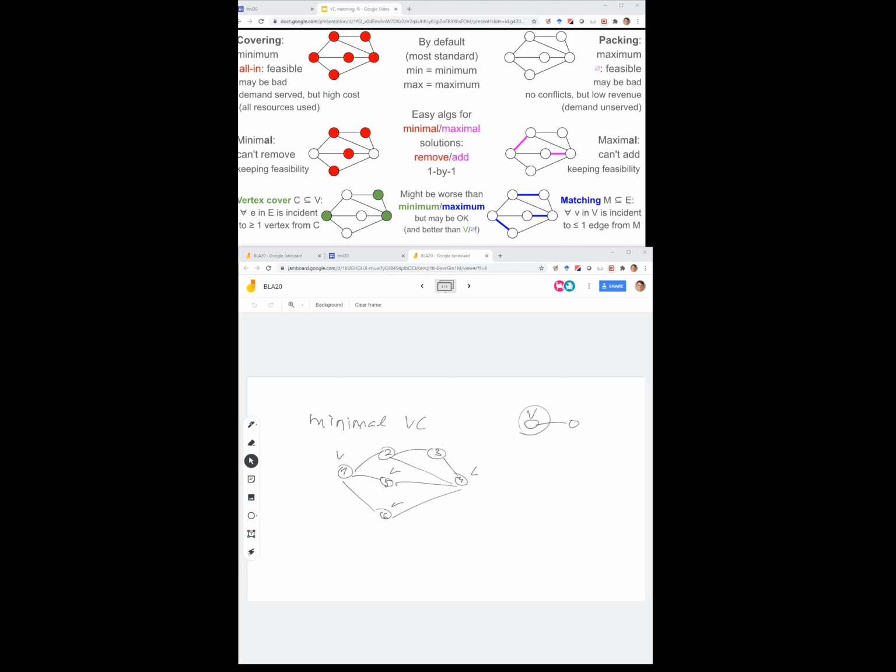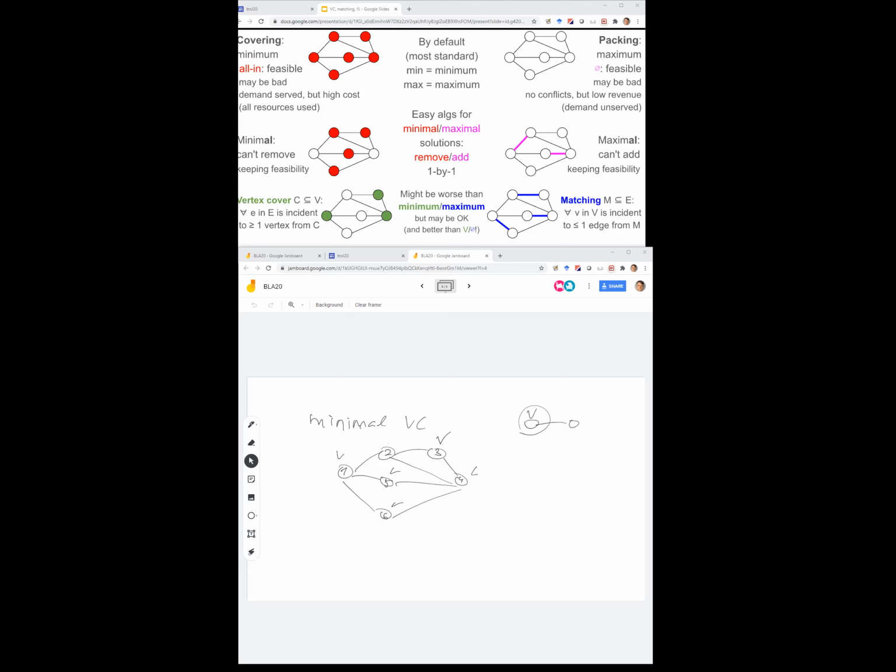I claim that now this edge is uncovered. This is not in the vertex cover, this is not in the vertex cover, so it was a bad idea to remove vertex 3 from the vertex cover. Vertex 3 should stay in the vertex cover, it shouldn't be removed. How about vertex 1? Can I remove vertex 1 from the vertex cover? Well, if I do that, then this edge becomes uncovered. This is not in the cover, this is not in the cover. Bad. That was a bad idea to remove vertex 1. So let's keep vertex 1 in.